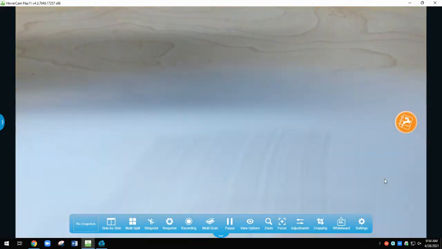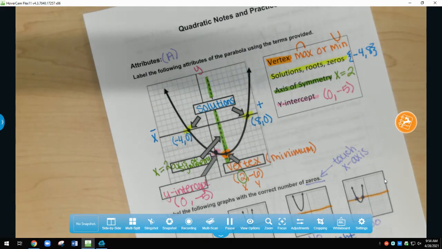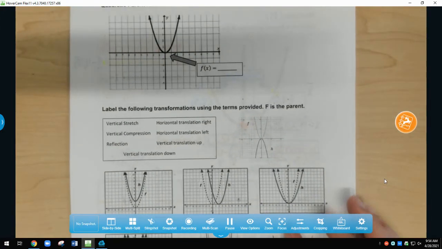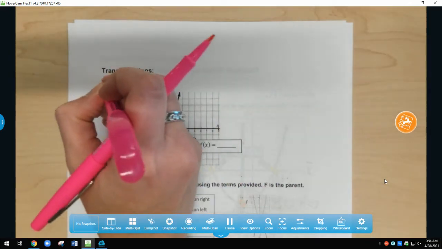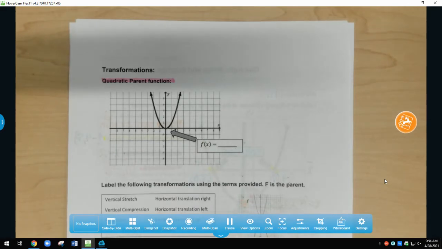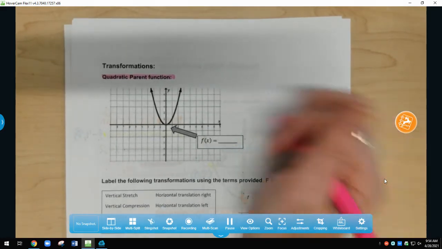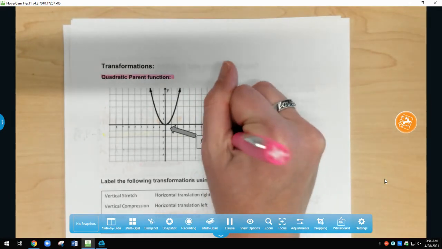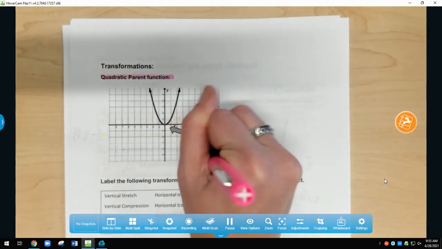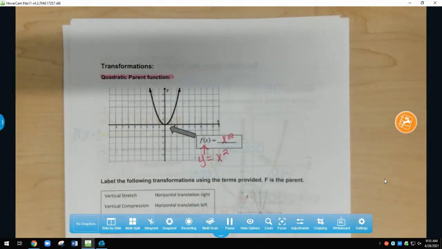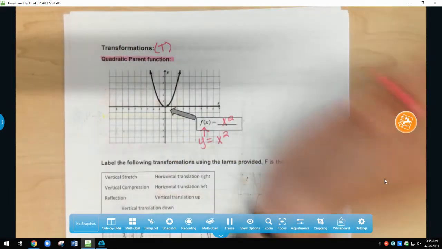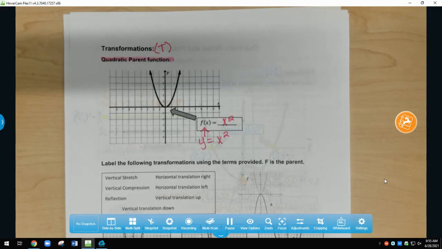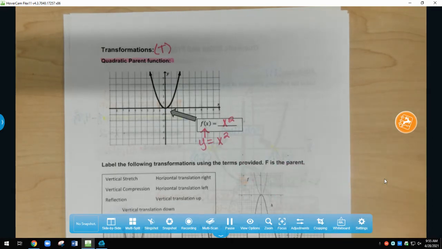Okay, so next we're going to talk about transformations. For transformations, it's very important that you know what the quadratic parent function is because they don't always give it to you. So the quadratic parent function is going to be f of x equals x squared. Remember, f of x can also be written as y equals x squared. So if you see a transformation problem, and we'll use a T for transformation when we go through those problems, you're going to want to put this in Desmos more than likely.